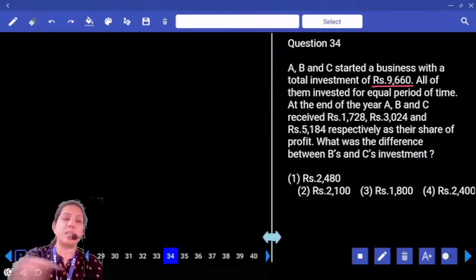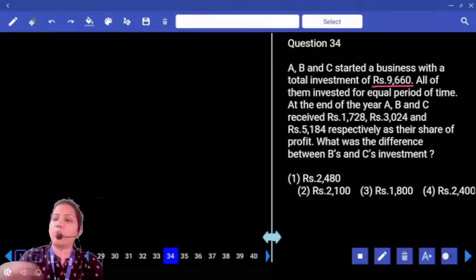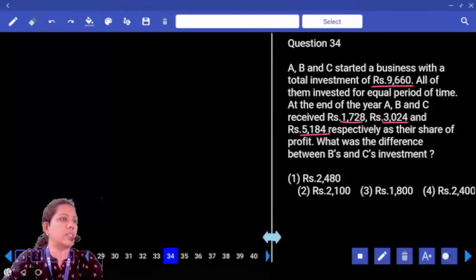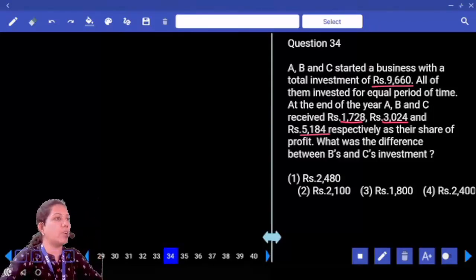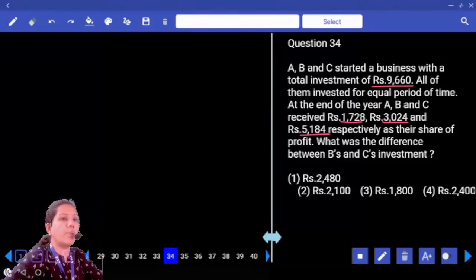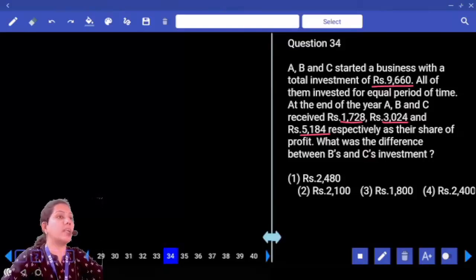What is 9660? Total investment. And what is 1728, 3024 and 5184? Profits. And there is only information, investment and profit. Is there any information about time? What is profit ratio formula? Investment ratio and time ratio. If time constant, what is profit ratio? Investment ratio. Profit ratio and investment ratio are same when time is constant. In question number 34, there is no relation about time. So directly, what is profit ratio?